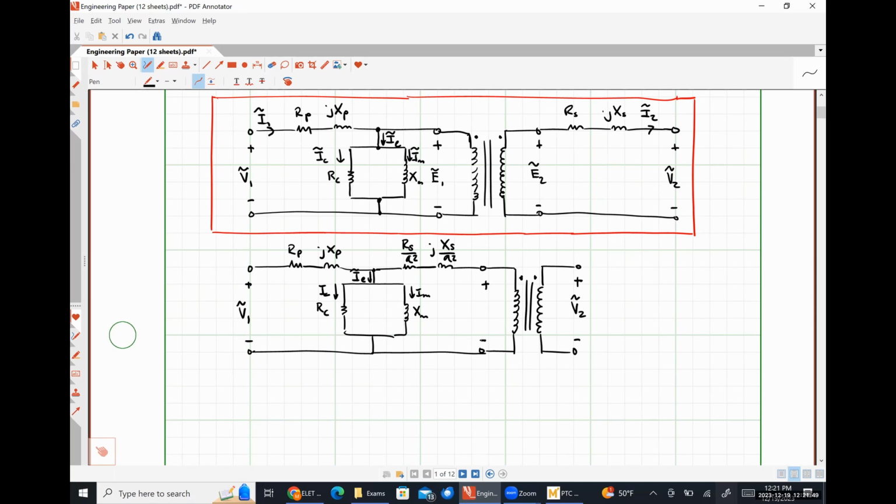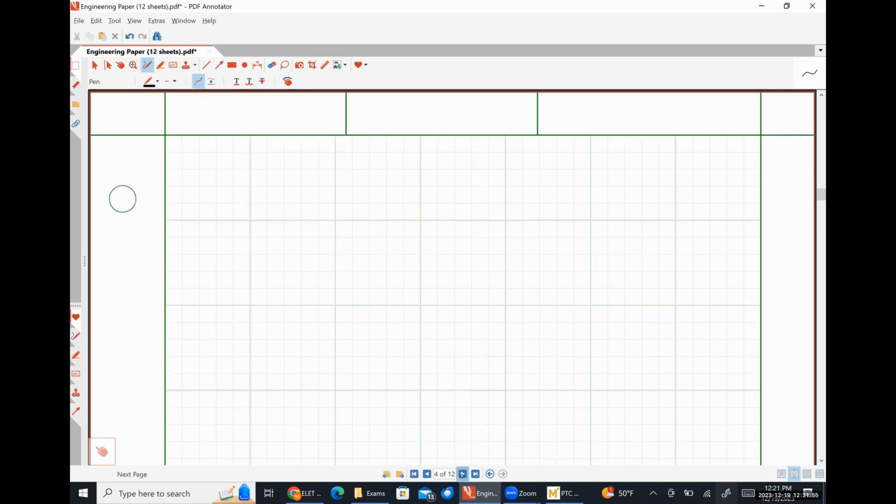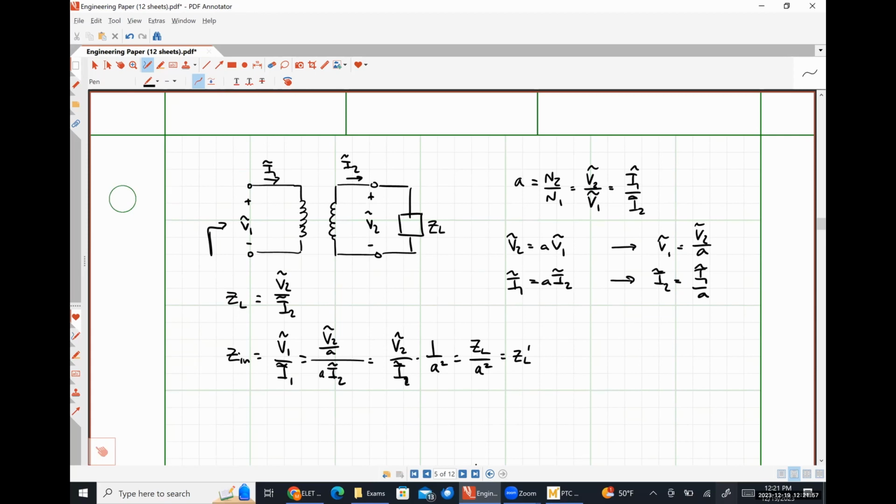What voltage would I see across these terminals? Let me go back over here to the relationships that we just ran through really quickly. So the voltage seen on the primary side is going to look like V2 over A.